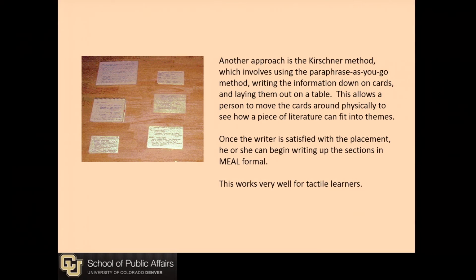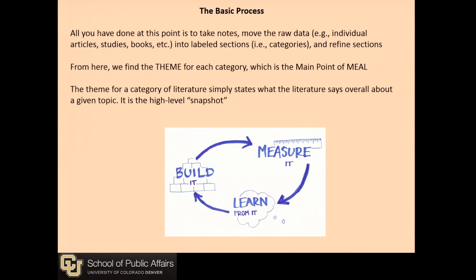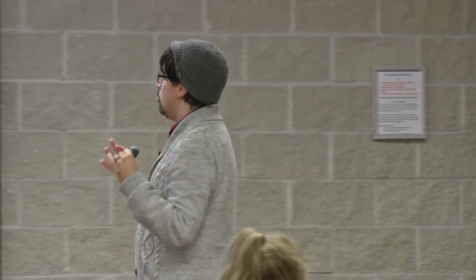Or you can do what's called the Kirschner method, which actually has a name. You'd put them on note cards and physically manipulate them and so forth, which works for tactile learners. So all you've done at this point is take notes in a very particular way over numerous successive studies. All you've said is, okay, this first article is blue, this first article is blue, this other article is yellow, and so forth. It's just taking them as almost individual snapshots, but then you're putting them together into categories that are labeled.